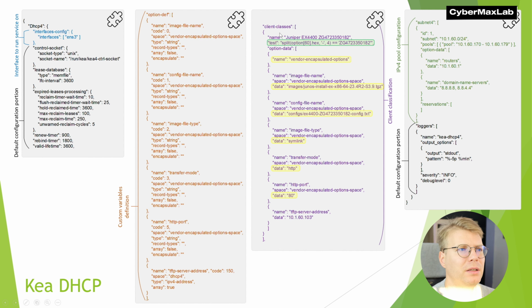Next, client classes. This is similar to the class feature in ISC. So we basically create a class, give it a name, and then we do test instead of match. Test will do split option 60, 4. What is it? It basically takes option 60 and splits it with a delimiter of hyphen. In our case, we'll have 4 different portions: Juniper, EX4400, 24MP, and serial number. So I'm looking at the number 4, and this is the serial number.